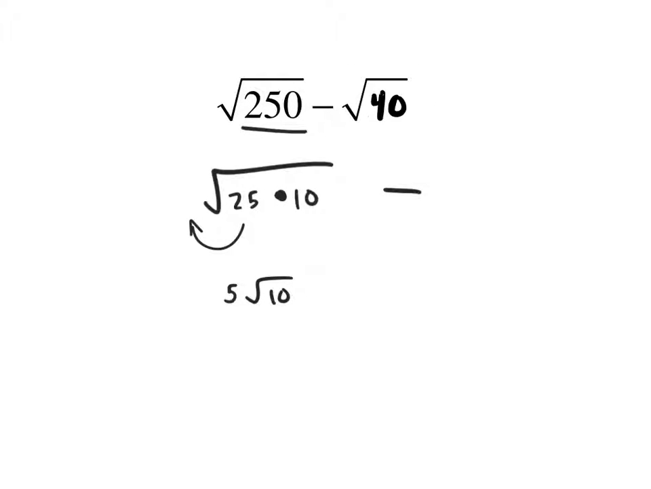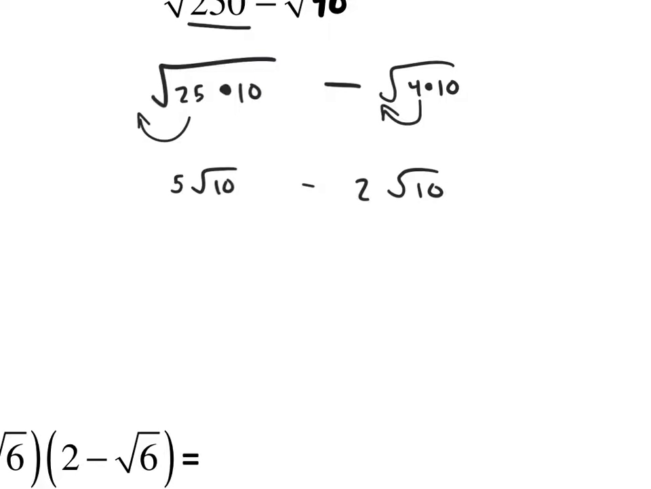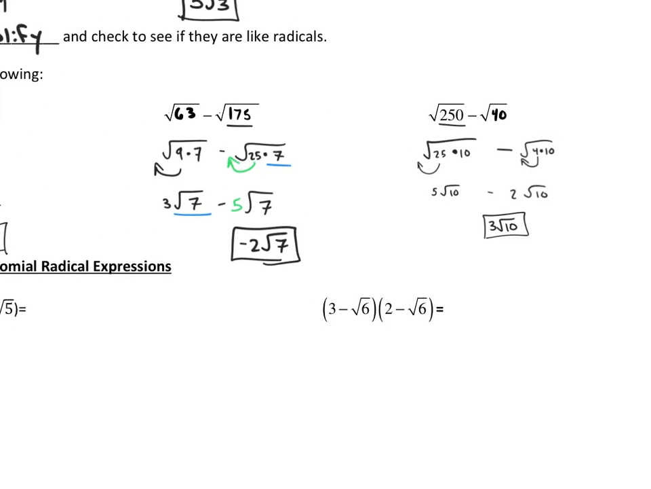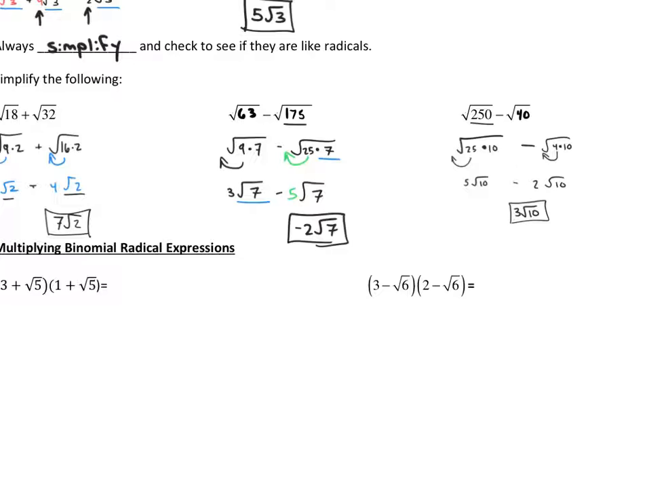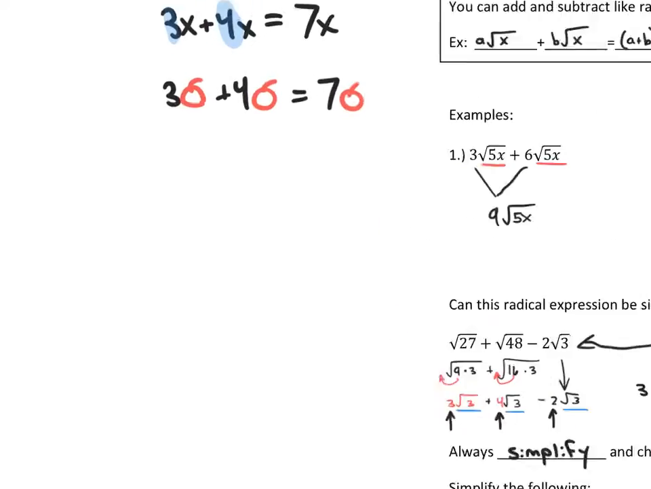And then on this subtraction, hopefully you recognize that there's a 4 in there, and there's a 10. You can square root the 4 to get a 2. So we have 5 square root of 10 minus 2 square root of 10 together to give us 3 square root of 10. So that's how you add and subtract. You have to first simplify to see if you can get the exact same radicands, and then you can add and subtract those coefficients out front. But really it's no different than adding apples and apples.